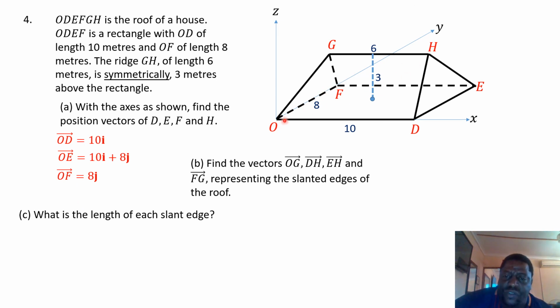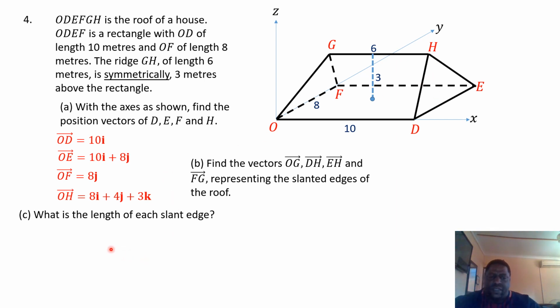H is very interesting. Now you know it's 10i, but you must be careful because H is exactly halfway there. It has to be halfway, which is 4, because it says it's symmetrically above the rectangle, and then you have that distance which you're given as 3k.